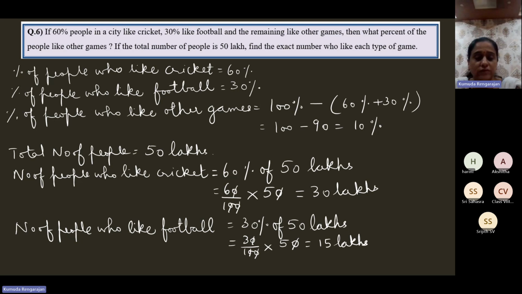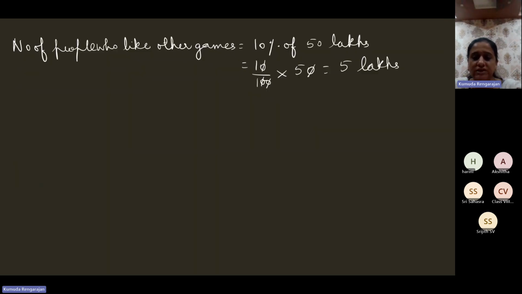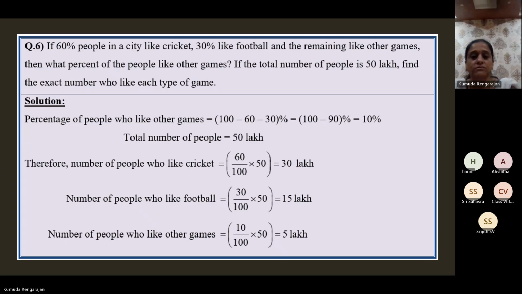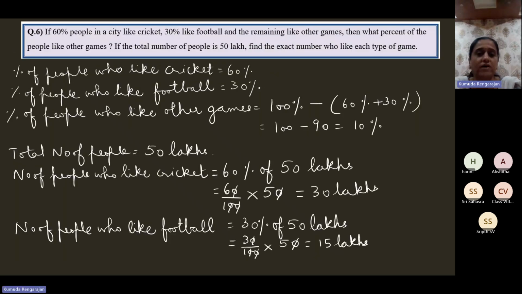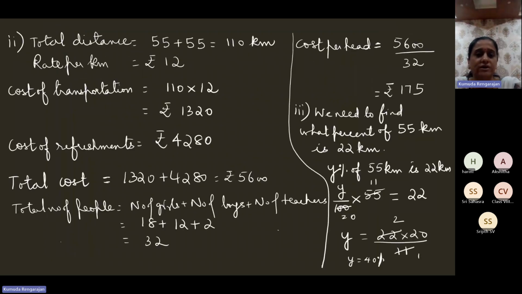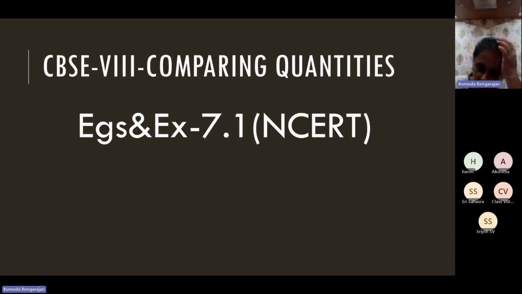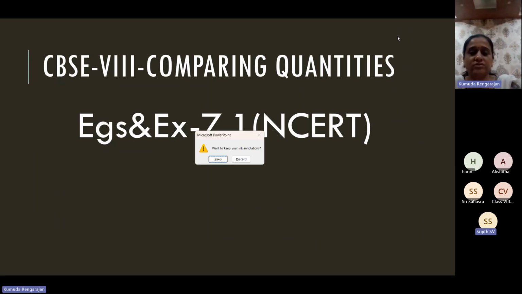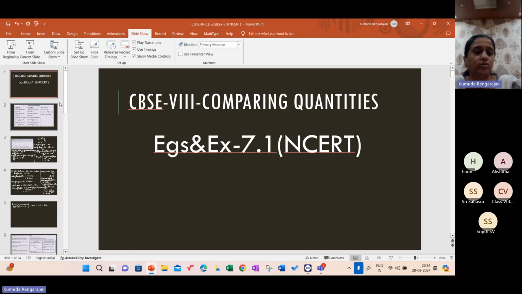So we have to find these three. Find the exact number who like each type of game. So we found the exact number, 30 lakhs, 15 lakhs, and 5 lakhs, who like each type of game. Okay, so that's all we have in the first exercise. I didn't mention, but I'm sure all of you know this is NCERT exercise 7.1. Yes, ma'am. So that's all we have in this exercise. We have discussed the examples and the exercise questions. Now over to 7.2.